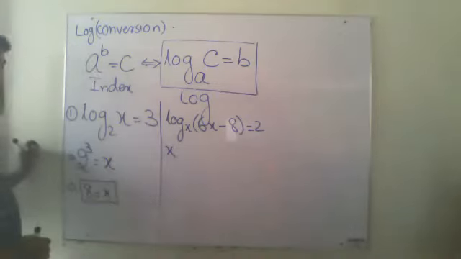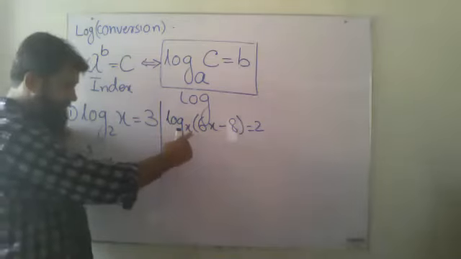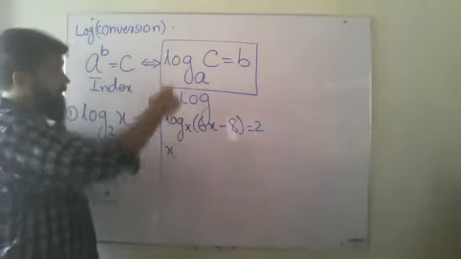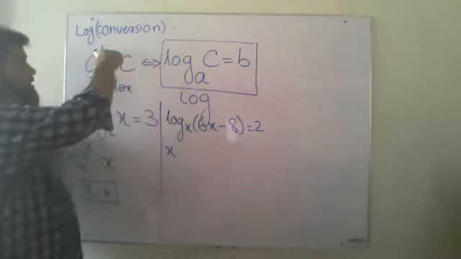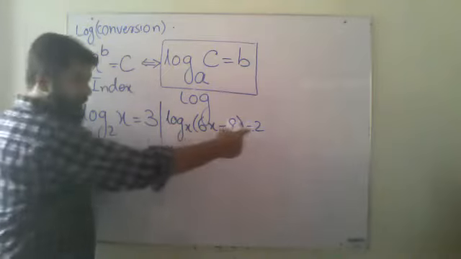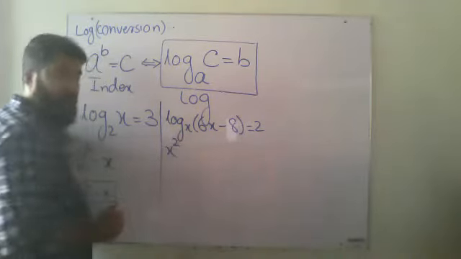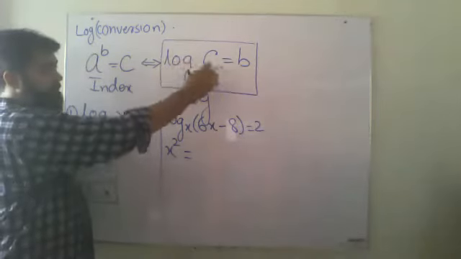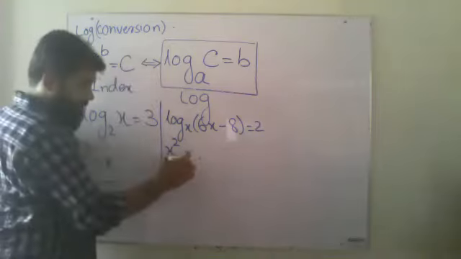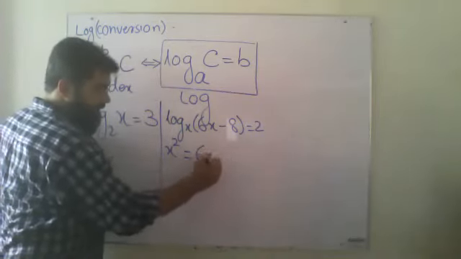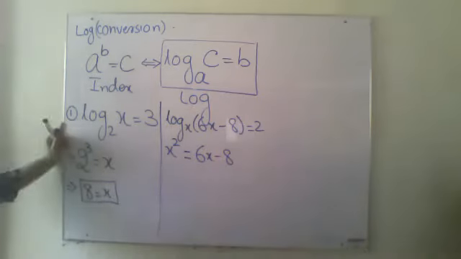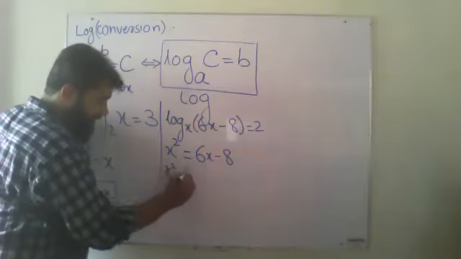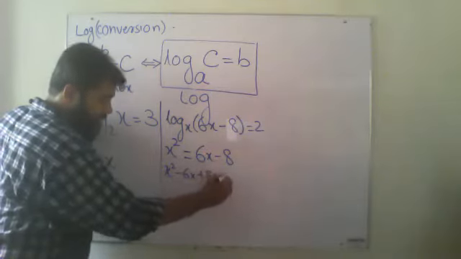First of all, I am converting it into index form. So x, which is the base of the log, will be written as the base. The answer of the log is always the power in the index form, so the answer over here will be written as the power of x. And the multiple of the log is the answer in the index form. After this, simplifying it, x square minus 6x plus 8 equals 0.